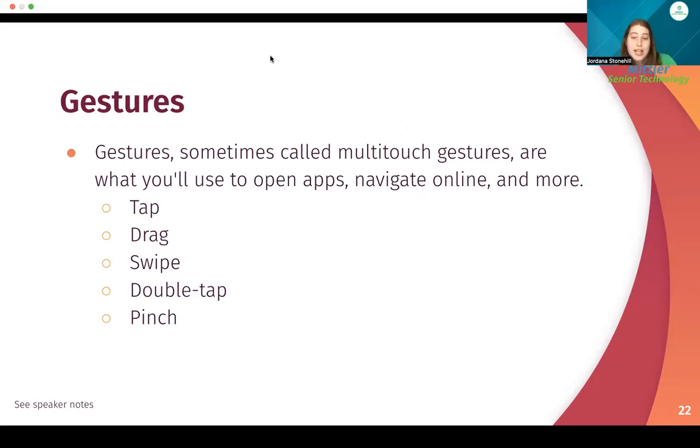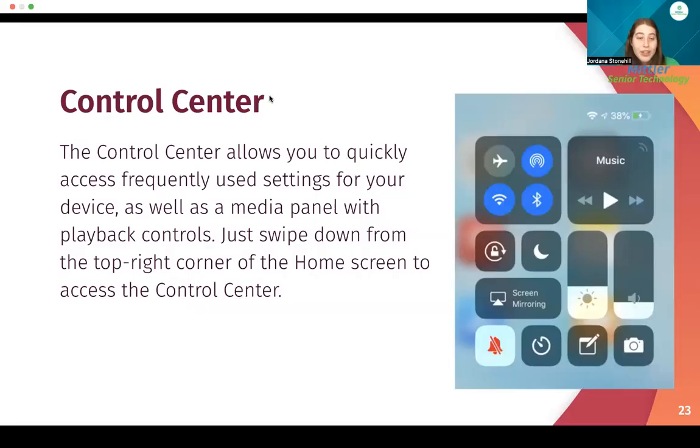Now, the control center. The control center, if you have a newer iPad, you would scroll from the top right, or you would swipe up from the bottom. But it basically allows you to quickly access frequently used settings for your device, as well as a media panel with playback controls. Just swipe down, as I said before, the top right corner where you see the Wi-Fi and the battery life. Swipe down on that and it will show you this. If you have an older iPad, you would just swipe from the bottom up and it will show you the same exact thing.